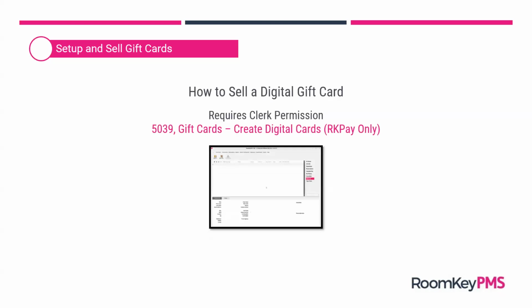So the next item we want to look at is how to sell a digital gift card. Now, in order to sell digital gift cards, you need an additional permission. You need the permission 5039 on your clerk ID, and this is the ability to create digital cards. This video here will demonstrate how to do that process directly in Roomkey in that gift card module as well.